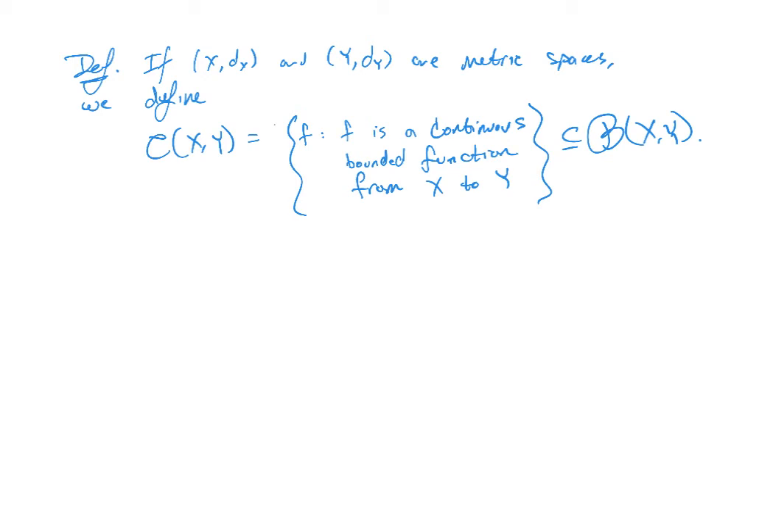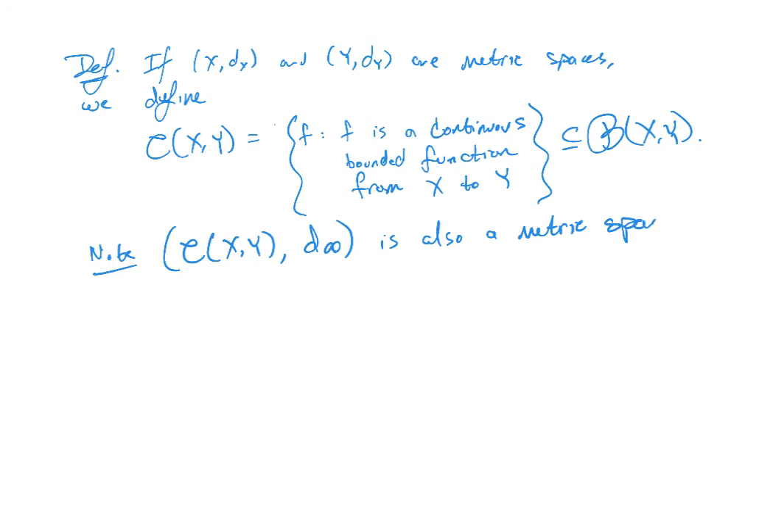We're not going to make a big deal about which set the uniform metric is defined on. So let me just note that we can do the uniform metric here too. Continuous bounded functions from X to Y with that uniform metric, that's also a metric space. Okay.